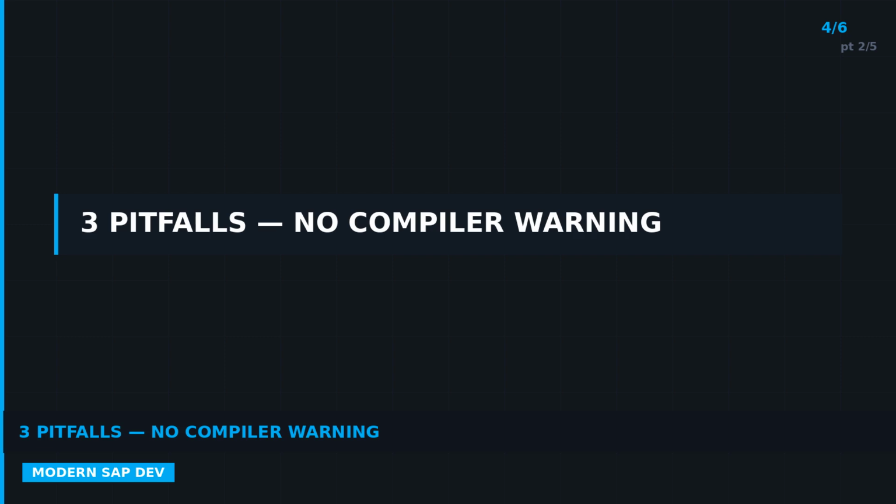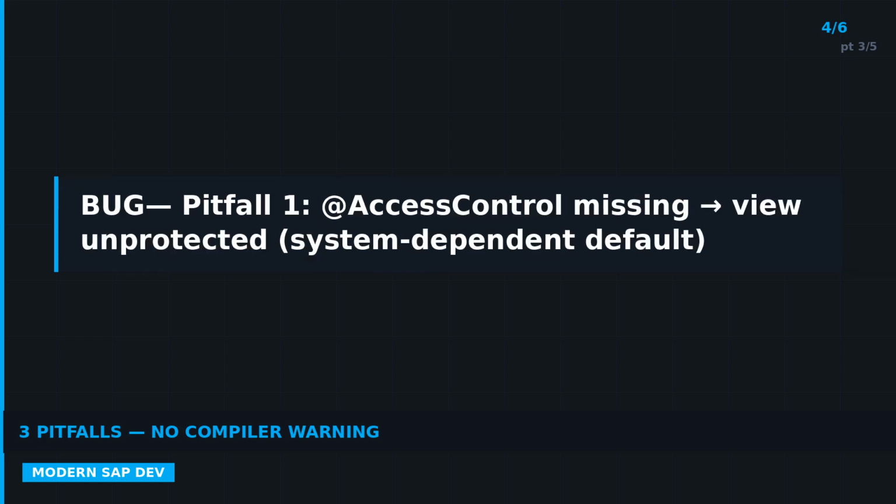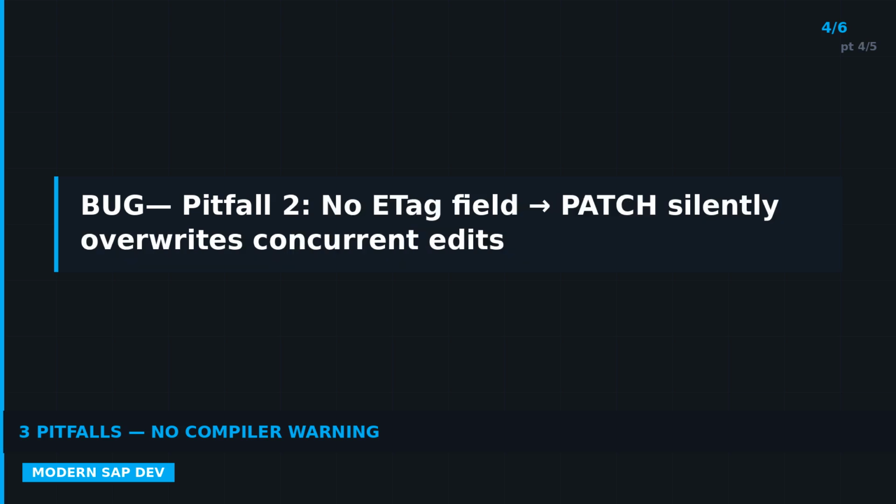Pitfall 3. Missing determinations and validations. The RAP lifecycle gives you determinations, compute derived values before save, and validations, enforce business rules before commit. Skipping them doesn't break the service. It puts the business logic inside the action implementations instead, dispersed, untestable, impossible to reuse. A year later, no one knows where the discount calculation lives. Pitfall 1 fix. Always declare explicitly the access control authorization check.